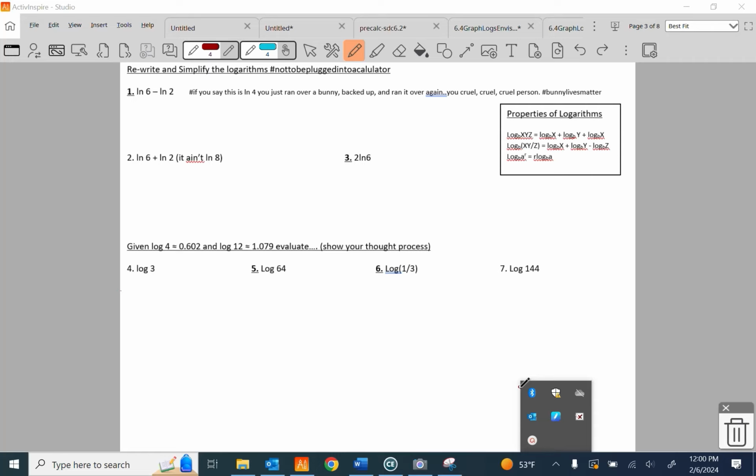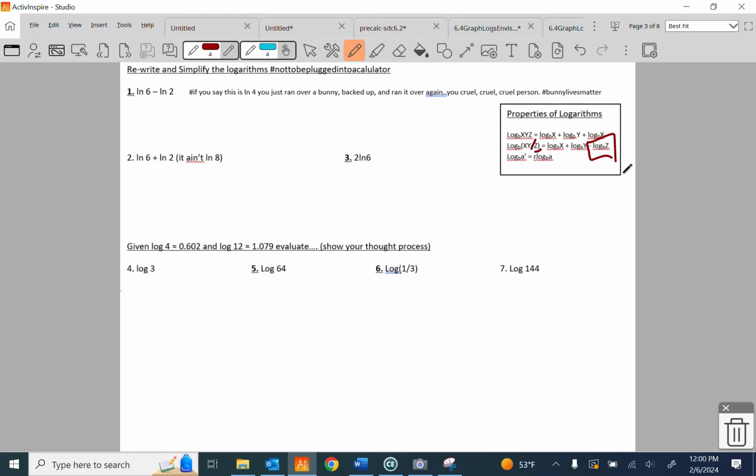All right, first one in here is to rewrite, and I was very kind. I gave you properties of logarithms. And here's a property. Notice that divisor symbol? You're dividing by z, and notice we take away that one.